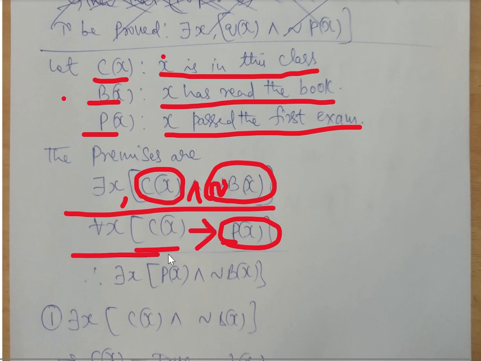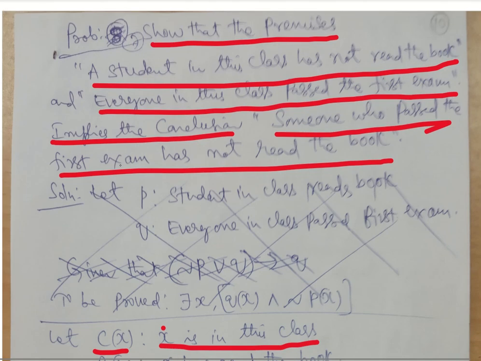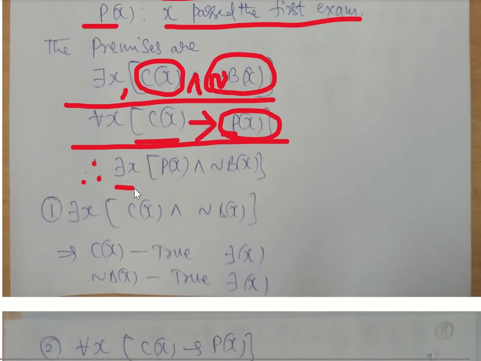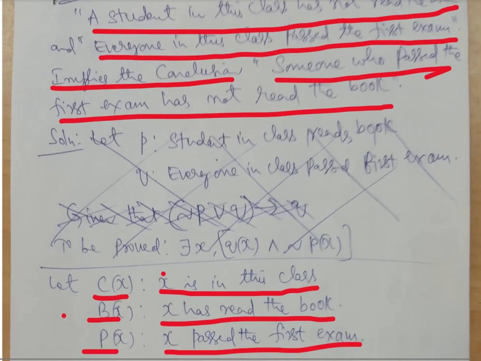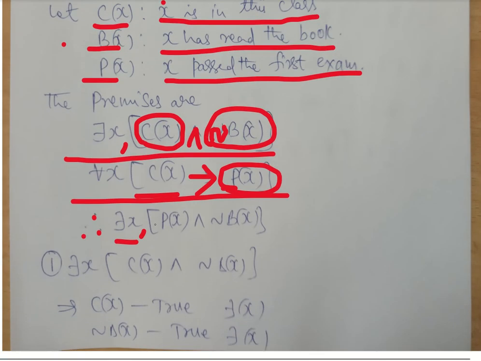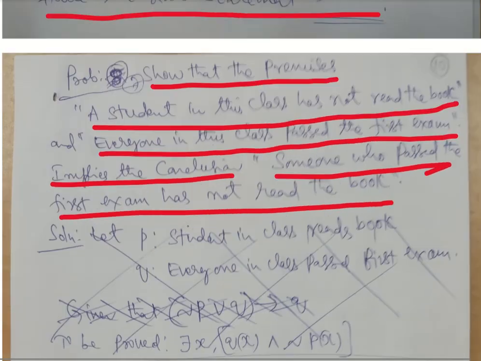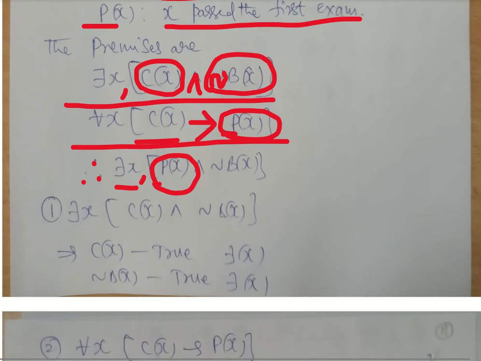Now with this, can I conclude? What is the conclusion? The conclusion is someone who passed the first exam has not read the book. Someone means there exists x. Who passed the first exam means P of x. Has not read the book, negation of B of x. So it should be an AND symbol; both should be true.